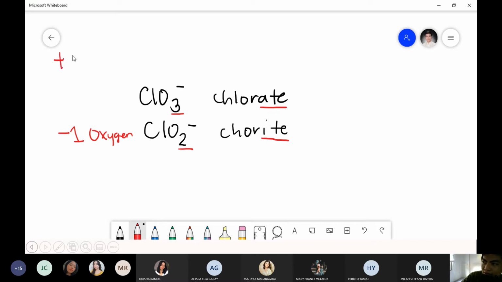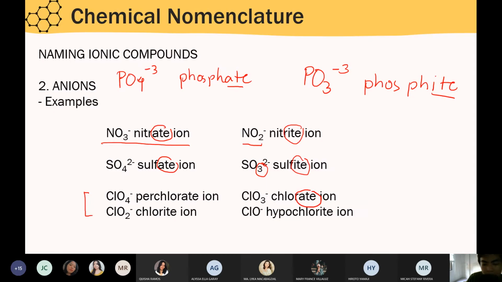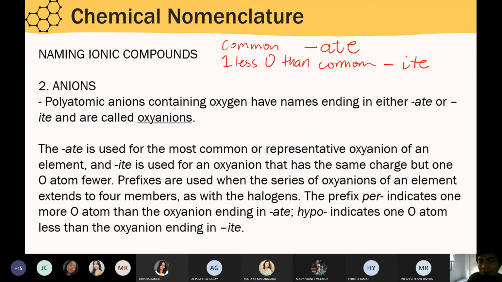If I add one oxygen, the formula will be ClO4 minus. What will be the name if I add one oxygen to the common? Again, this is the common. According to the rules, you will need to affix the prefix per. So if you add one more oxygen, you will need to use the prefix per.